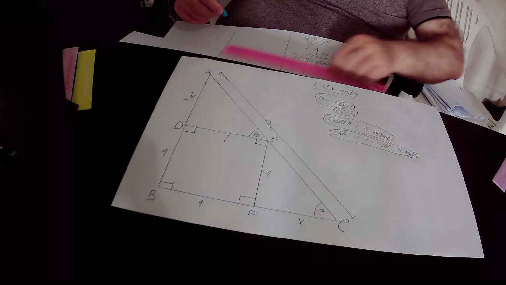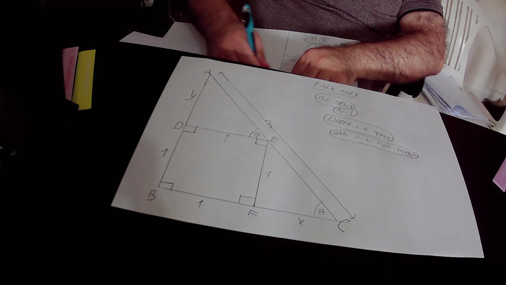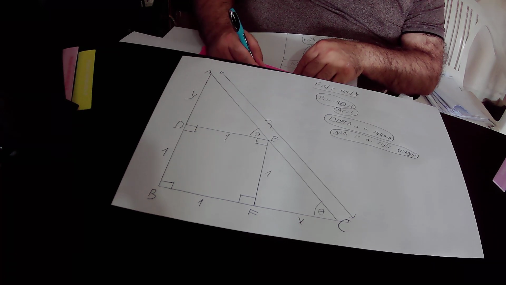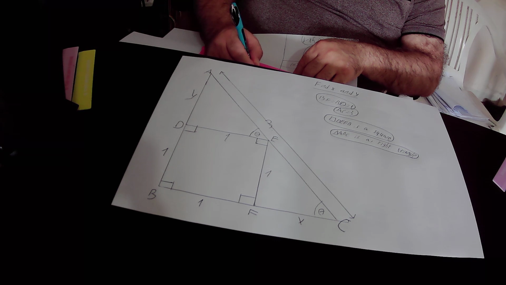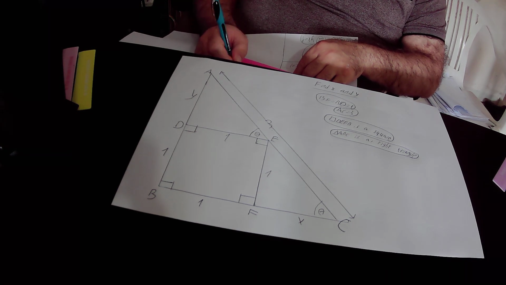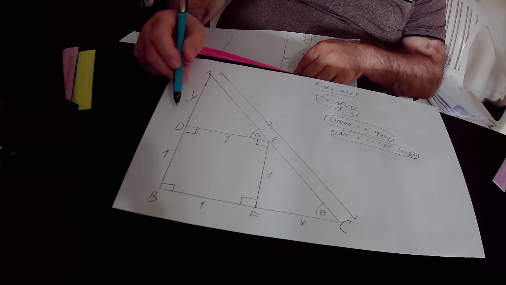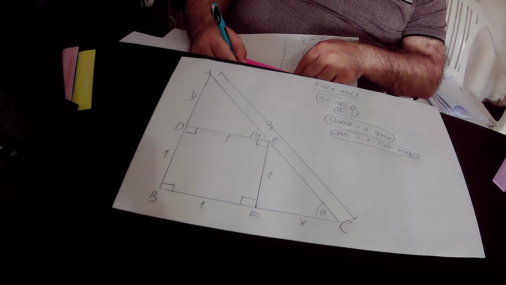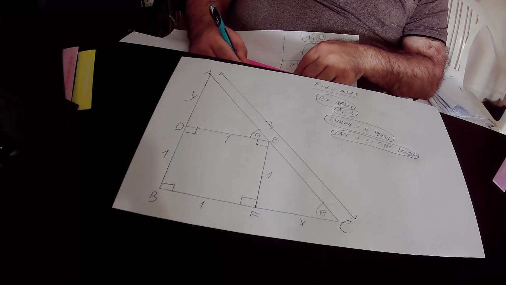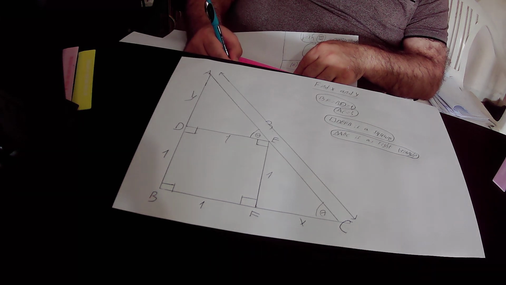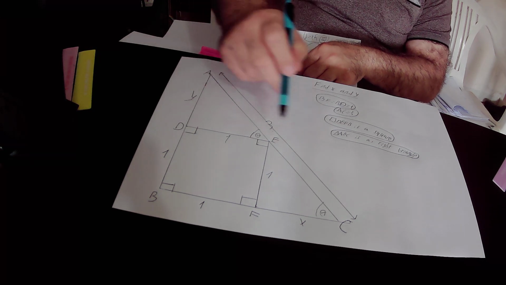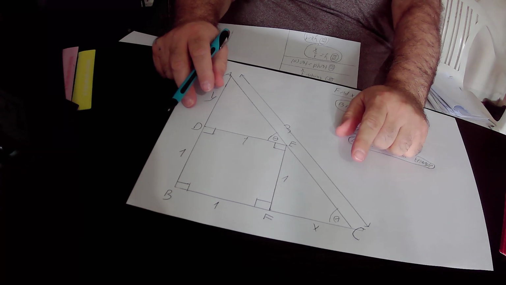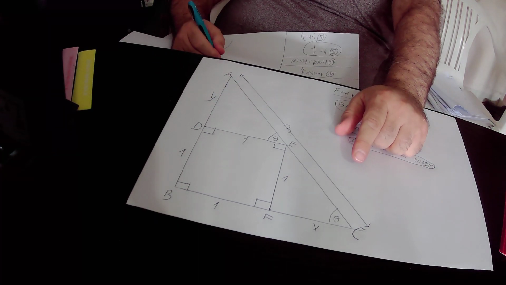So AC equals 3 units. It is given in the question. So AC square will be equal to 3 square. 3 square is 9. And it equals AB square. AB is y plus 1. So AB square will be equal to y plus 1 square plus BC square. BC equals x plus 1, so BC square will be equal to x plus 1 square.